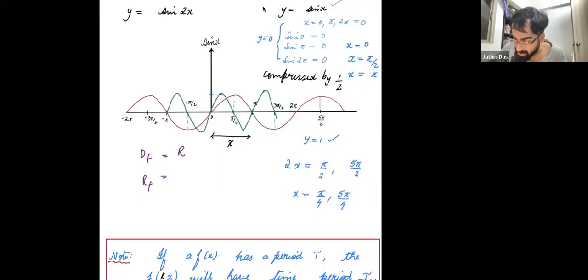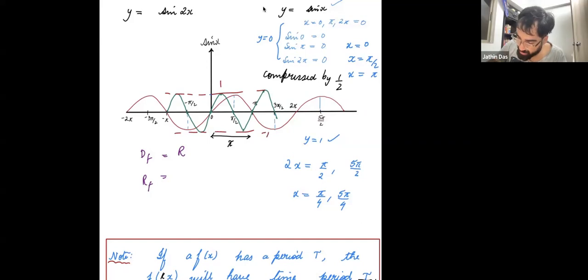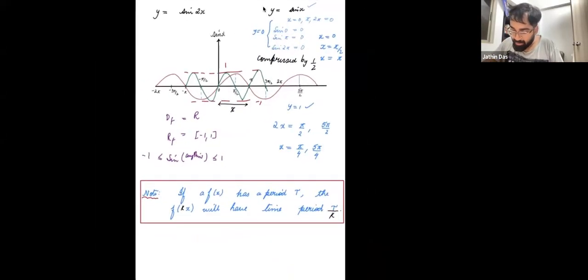Now you tell me what is the maximum point of this green graph? 1 and -1. So this is also -1 to 1. So understand something. If anything comes inside the sine, it doesn't matter, its range is always between -1 and 1. Clear?